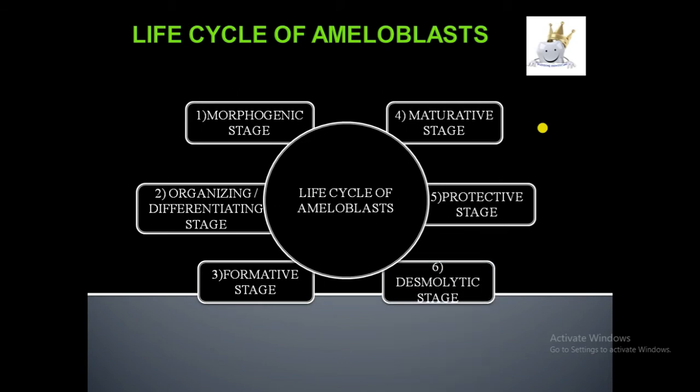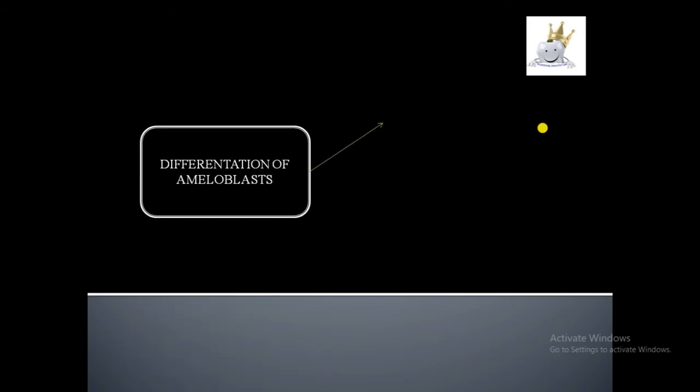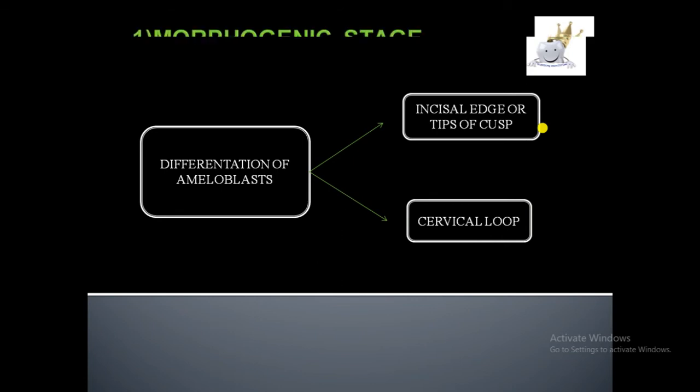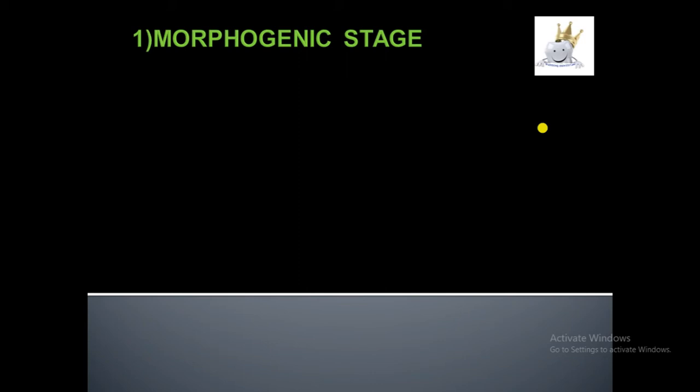What is ameloblast? Ameloblast is the enamel forming cells, and the enamel is the outer covering of the anatomic crown. It is avascular and the enamel is ectodermal in origin. Differentiation of ameloblast occurs more in the incisal edge or the tips of the cusp, and it occurs less in the cervical loop. We will proceed with the first stage, that is the morphogenic stage.